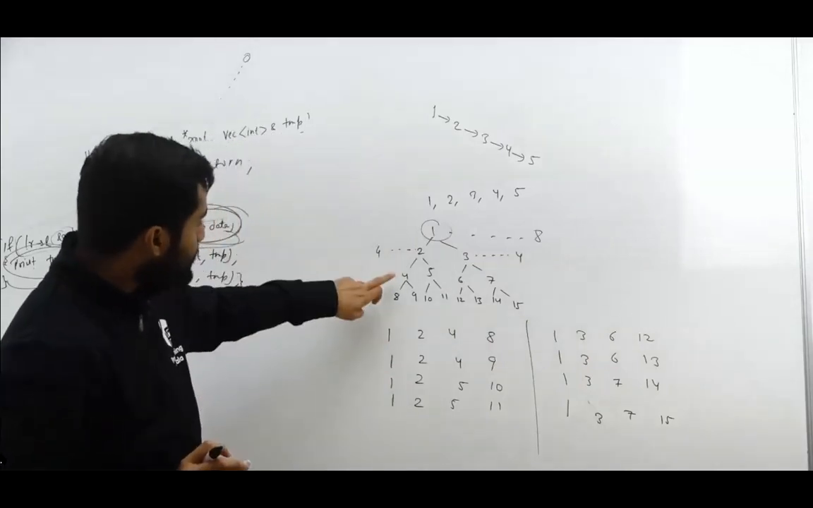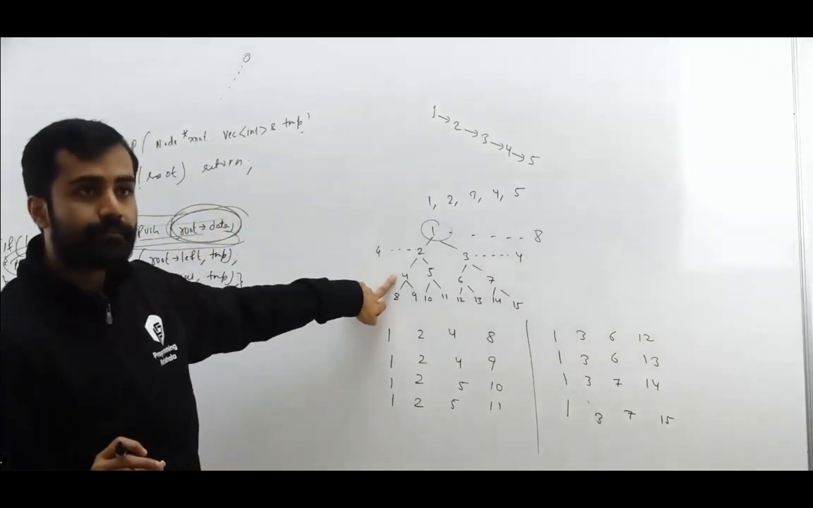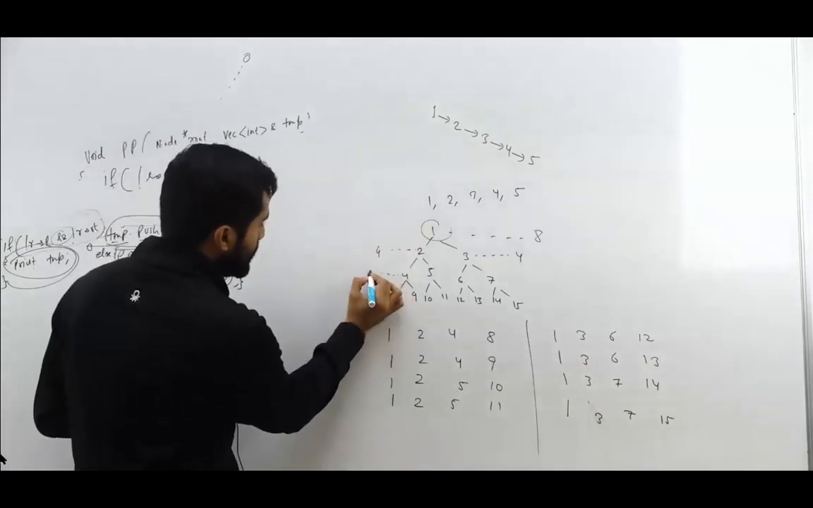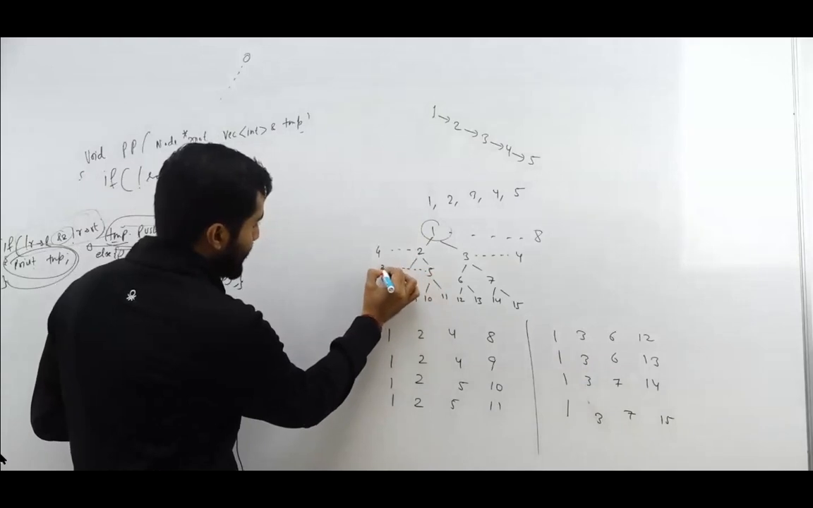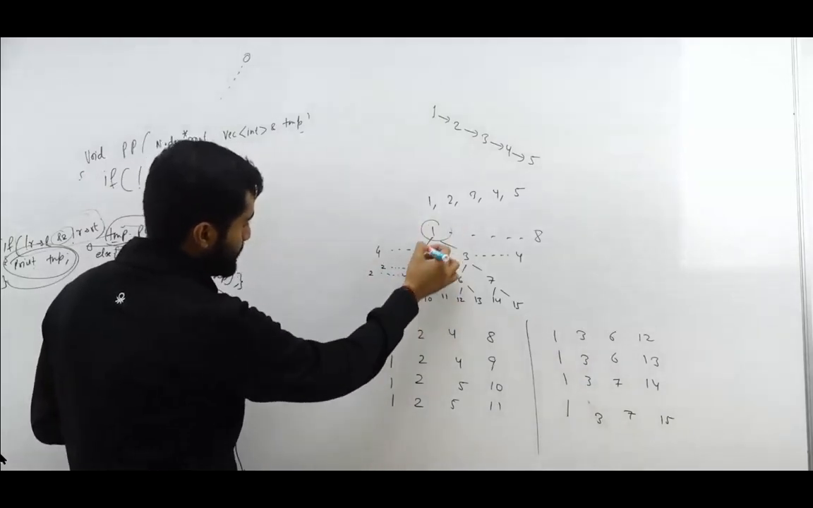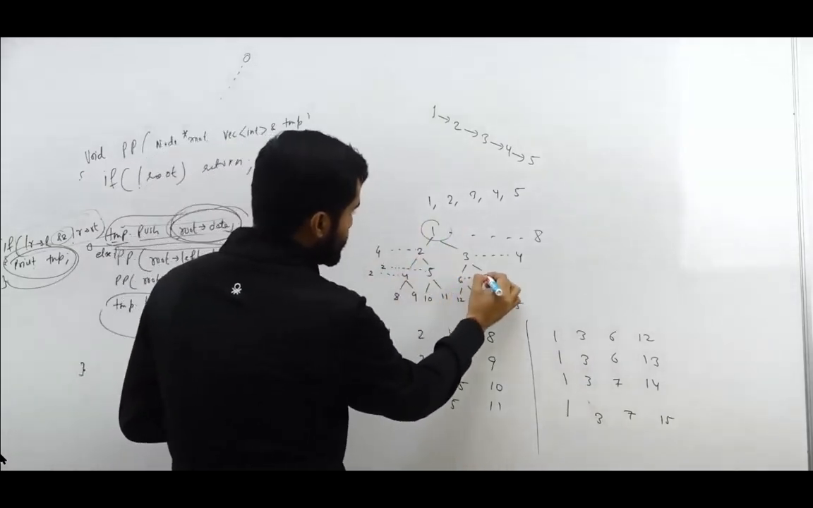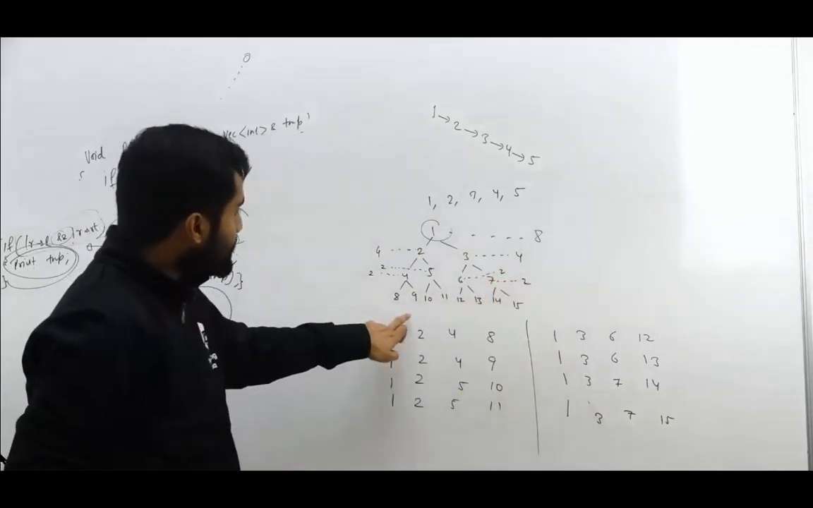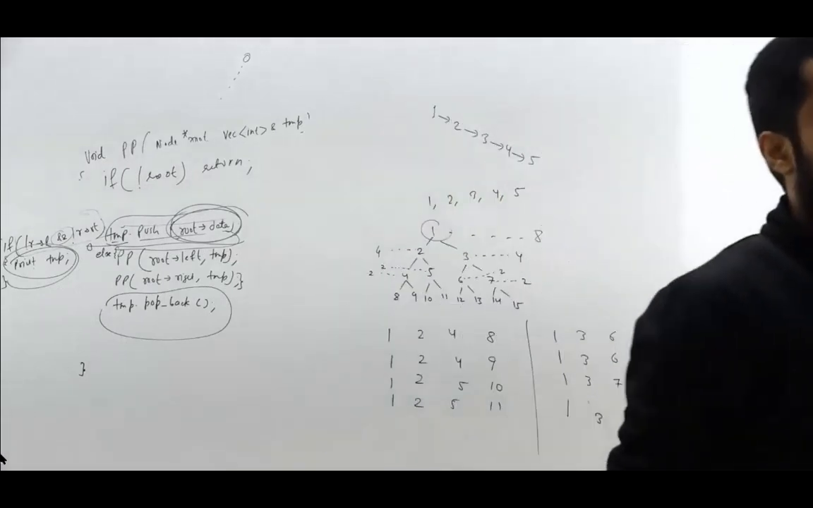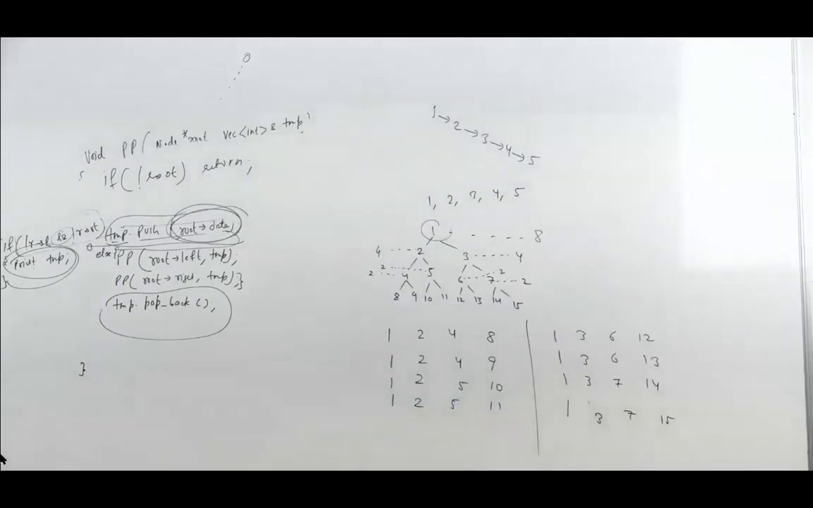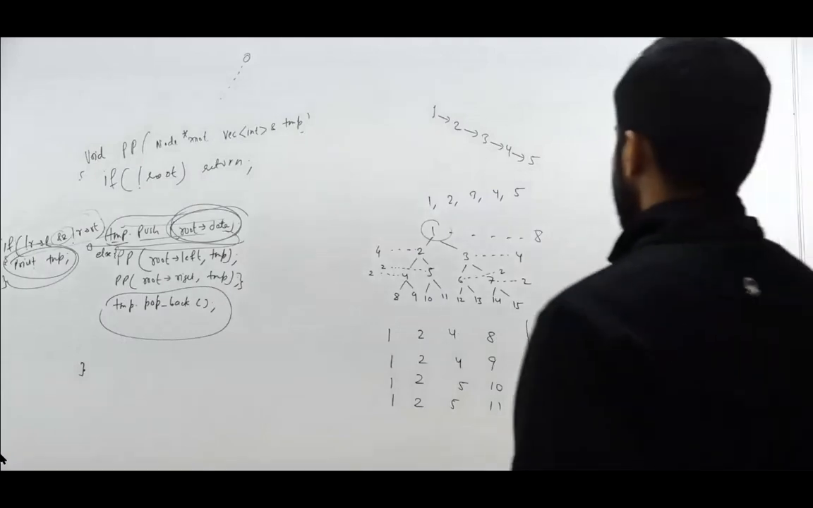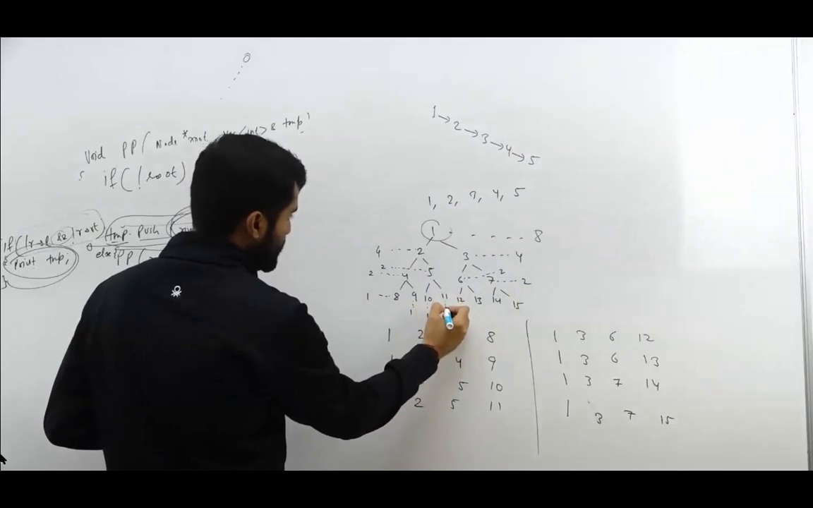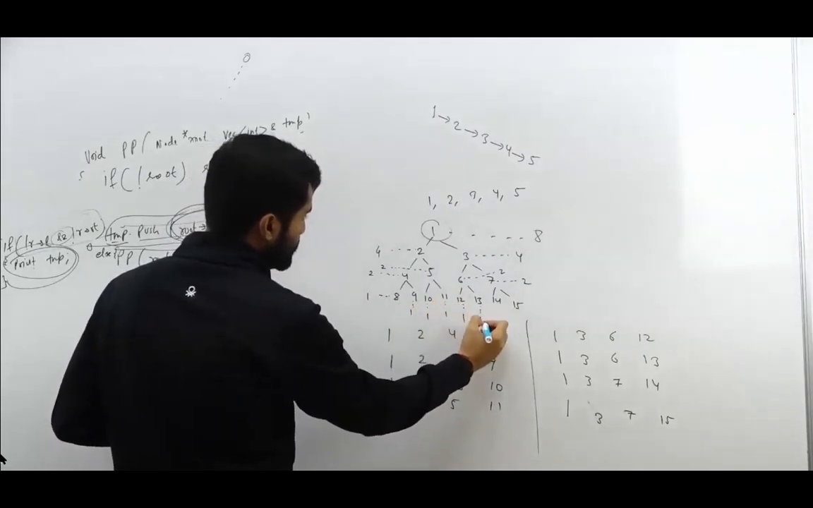Now, how many times has this 4 been printed? 2 times, because there are 2 paths that cross this 4. So 2 times this 4, and this 5 also got printed 2 times, because the first path is this, the second path is that. Similarly, this 6 also 2 times, and this 7 also 2 times. How many times have each of these leaves been printed? Each leaf has been printed only one time: 1, 1, 1, 1.